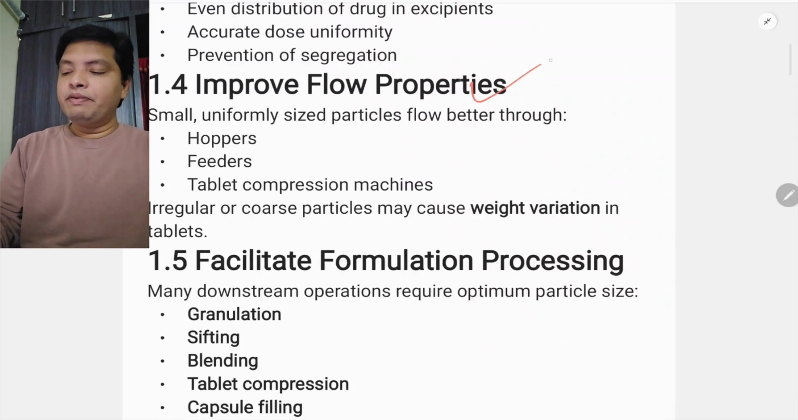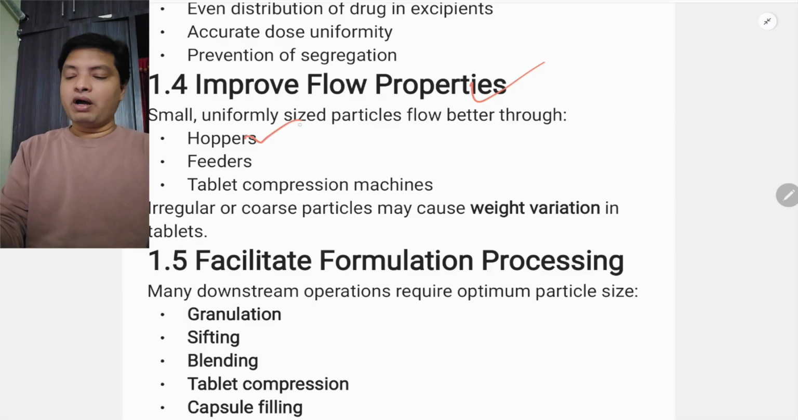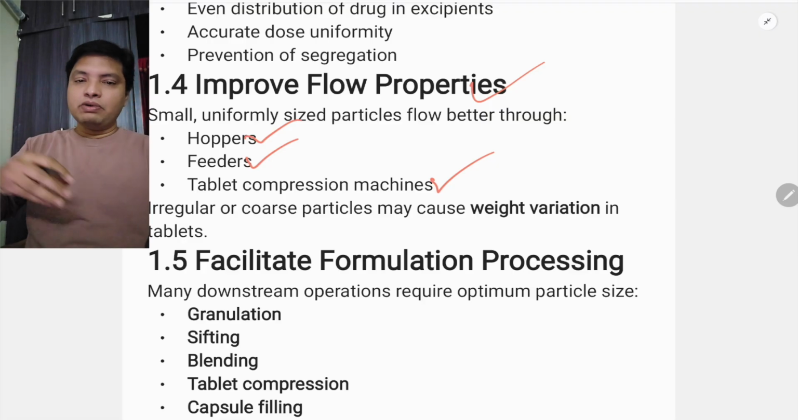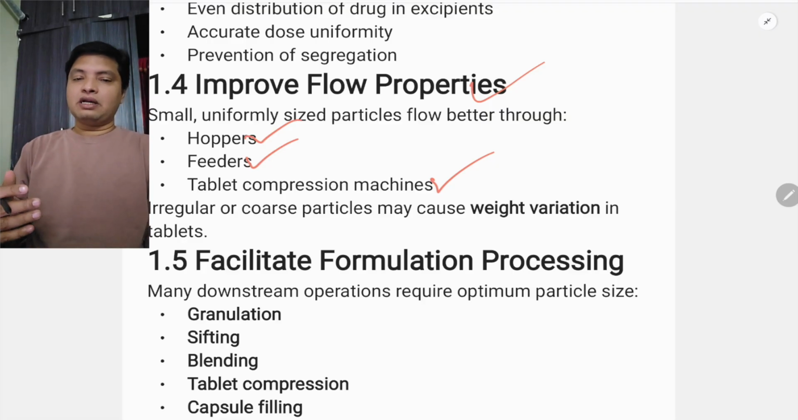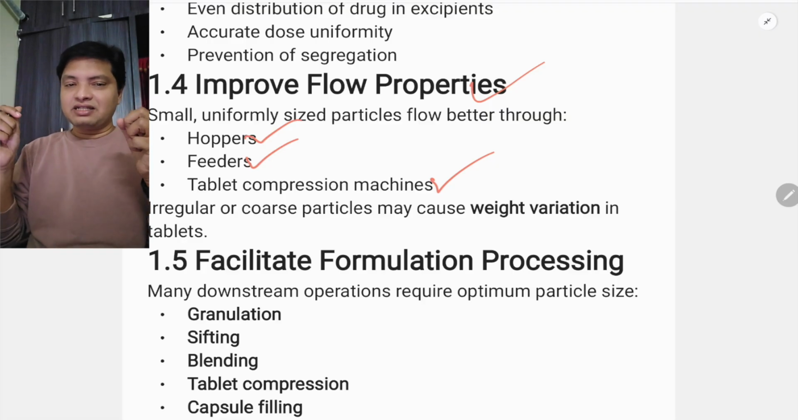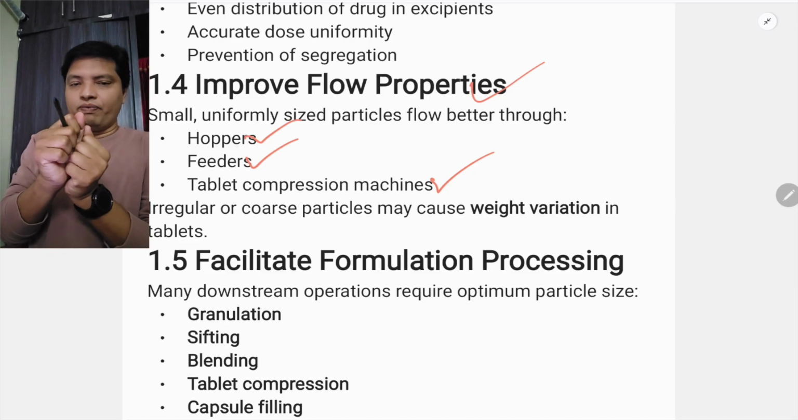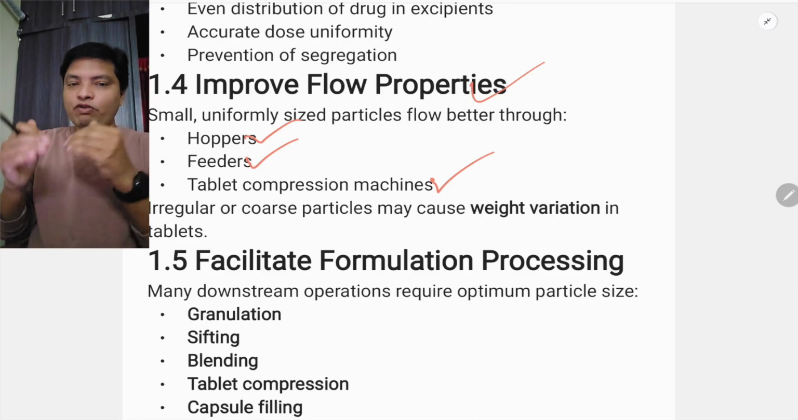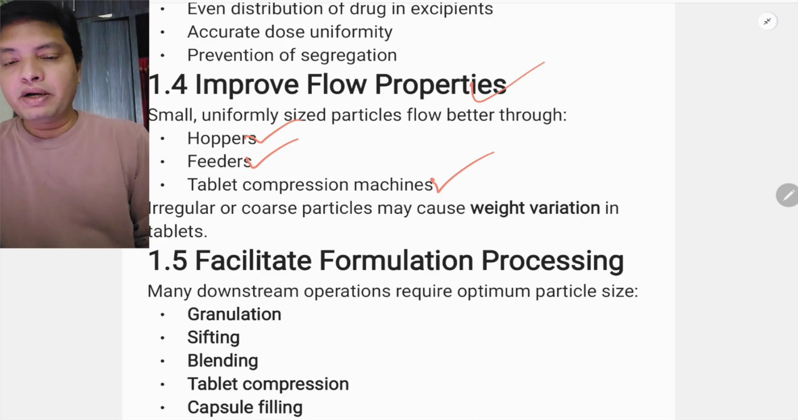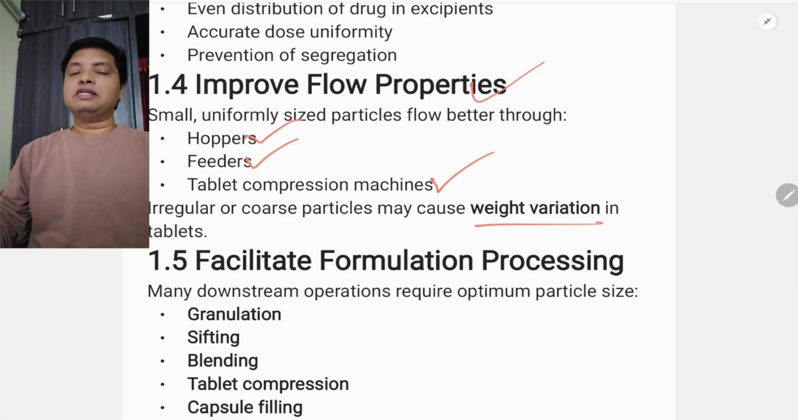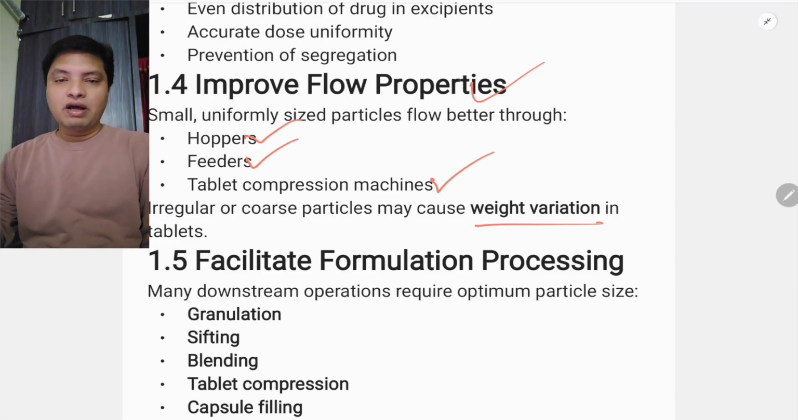Next, improve the flow properties. I told you, from the hoppers, from the feeders in the tablet compression machine, when the particles are flowing, if the particles are large in size, there is a chance that they will attach to each other and will not flow. If the particles are very small, the flow property is better compared to larger particles, which prevents weight variation in the tablet. So all tablets will have the same weight.